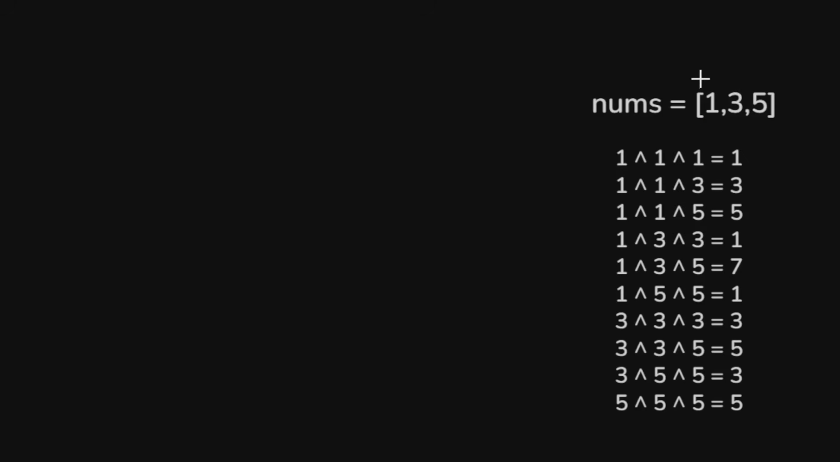Well, with a nested for loop, we say that the i pointer is here, the j pointer is here. First we have 1 XOR 1 and the result is 0. Then we have 1 XOR 3 and the result is 2. Then 1 XOR 5, the result is 4.